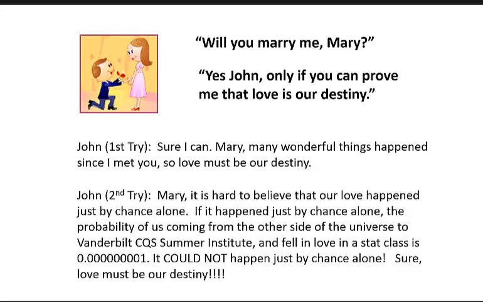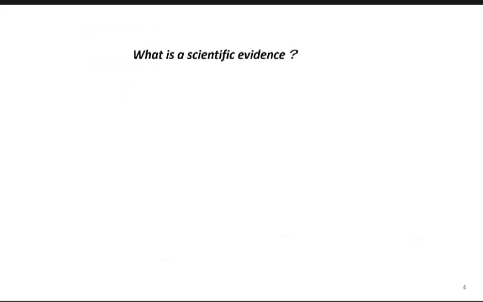So there are two ways. First, John tried to prove love was their destiny. And the second, he started with the assumption that love happened just by chance, so it wasn't their destiny, and he computed the chance of the miracle happening. And then he convinced her. So there are two ways to raise evidence. Which one do you think you want to use for scientific evidence?